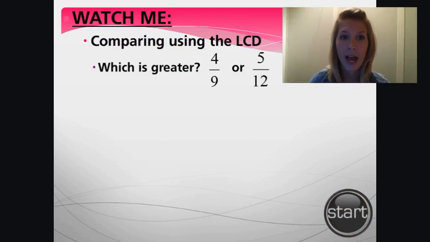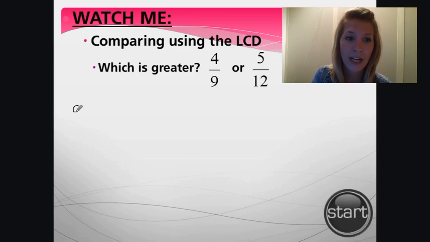In this example, we are asked to compare using a least common denominator. We need to figure out which is greater, 4/9 or 5/12. We first need to start by figuring out what the least common multiple is of 9 and of 12, because we are finding a least common denominator. But in order to do that, we need to find a least common multiple first. So let's list out the multiples of 9. We have 9, and then we have 9 plus 9 is 18. 18 plus 9 is 27.